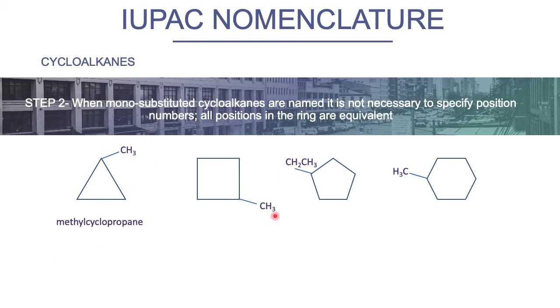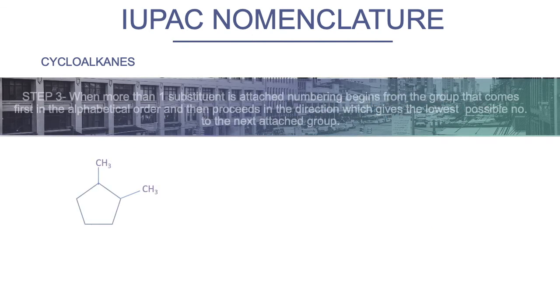Similarly, this one is methyl cyclobutane. Now here the substituent is not methyl. You can guess this is ethyl. This one is ethyl cyclopentane. Now, can you tell me what this one is? It is methyl cyclohexane.